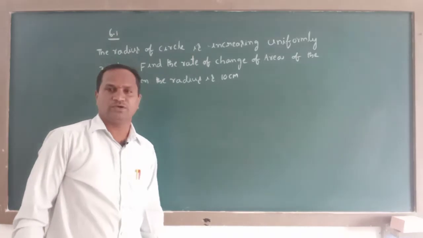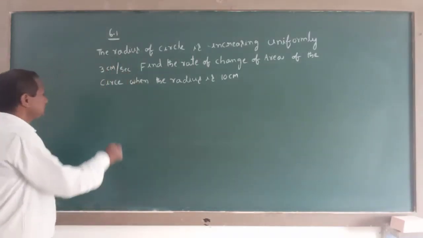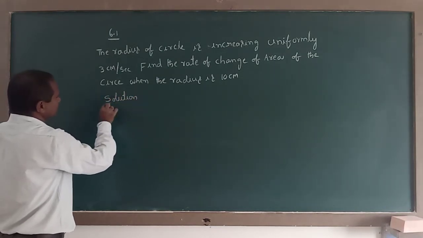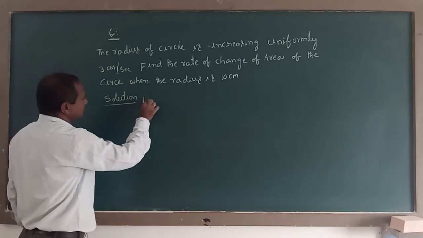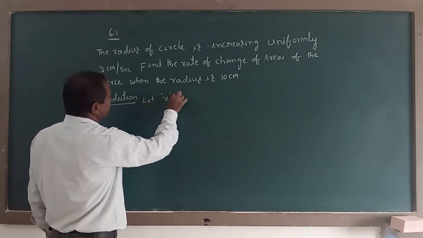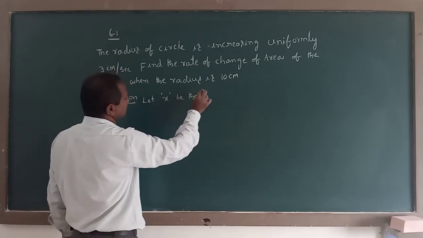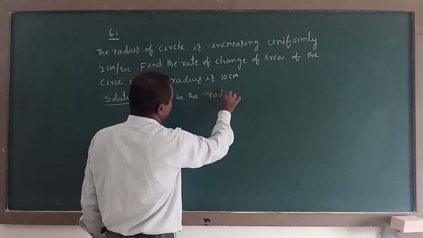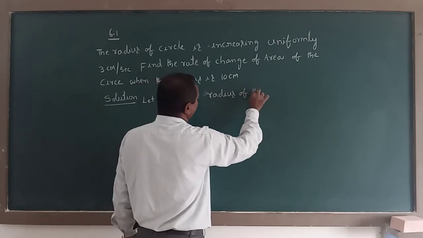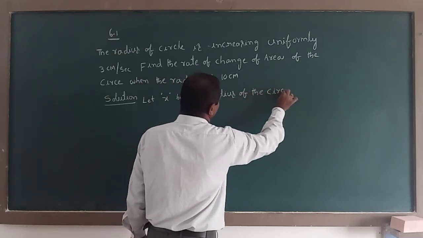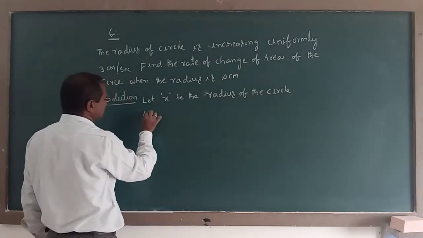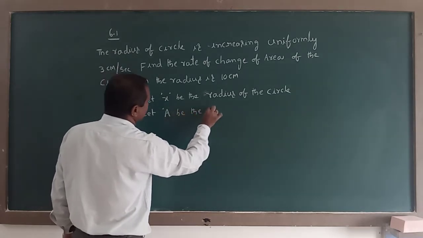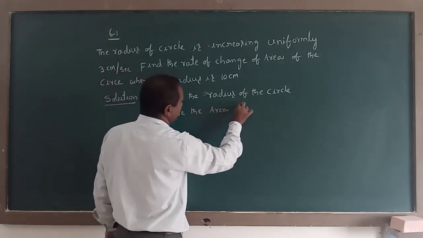Now let us give the solution to this question. Solution. Let x be the radius of the circle, and let capital A be the area of the circle.